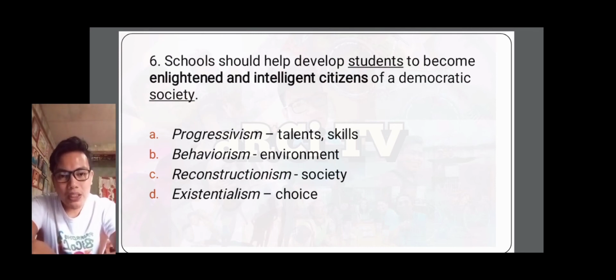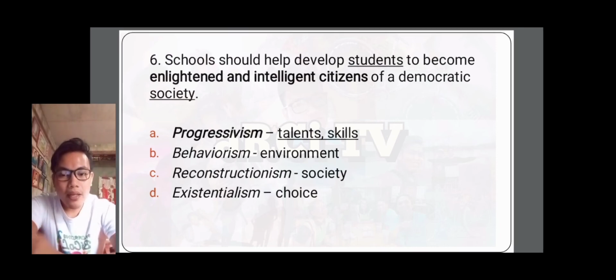Ano po? So, sa behaviorism naman, environment, may external factors ba dyan? Yes, it could be. The school is an external factor that develops students. However, our keyword is enlightened and intelligent citizens. Now, how can you be enlightened and intelligent citizens if the schools will not develop your what? Pag sinabing enlightened and intelligent citizens, sila yung mga bata na merong talents and skills. So, ano yung pino-point out dito? Is it dahil na-shape ka ng environment? Or dahil ang pino-point out dito ay yung talents and skills ng mga bata? So, yung sagot po dito is progressivism, letter A.